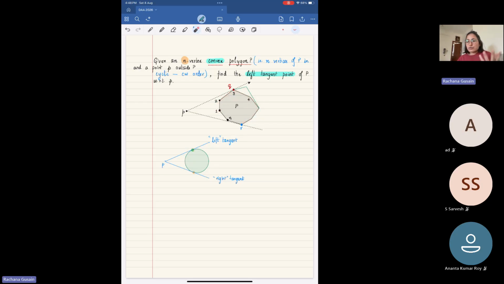And then I must use the CCW test again to get rid of one half of the set of points, either from A to C or B to C. I'll just get rid of those because I know for sure that my left tangent point cannot be there. So we just ignore that half and then search in the remaining half.